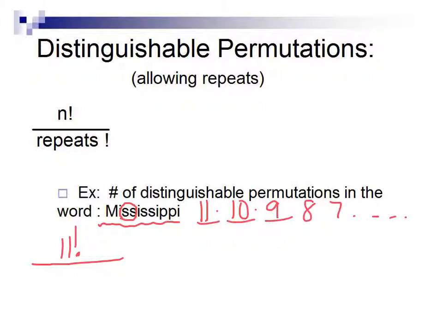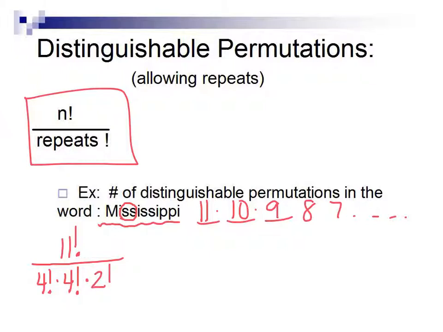So what we do, and here's your formula up here, you take your n factorial, in this case it's 11 factorial, and you divide by any of the repeated letters factorial. So S is in there 4 times, so I'm going to divide by 4 factorial. I is in there 4 times, so I'm going to divide by 4 factorial. And then P is in there twice, so I'll divide by 2 factorial.